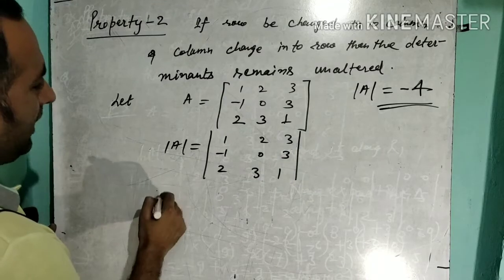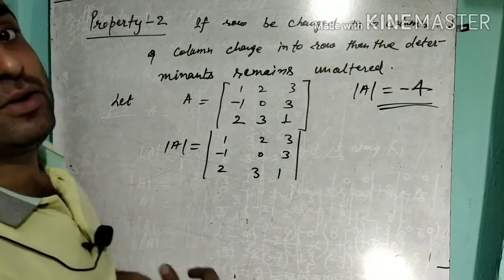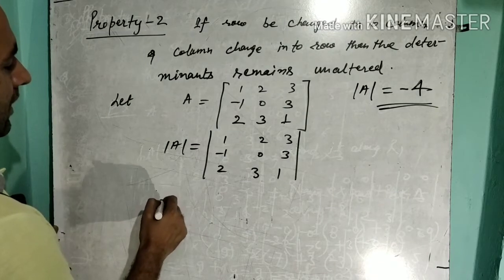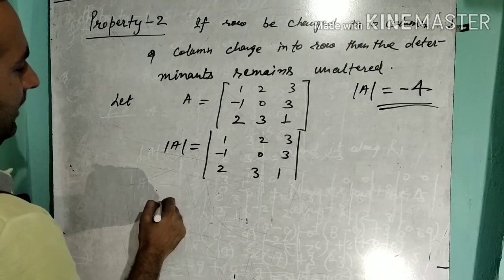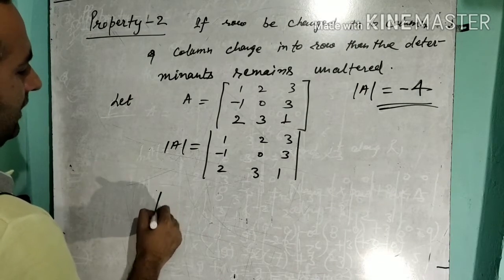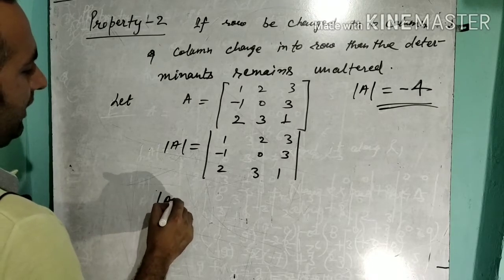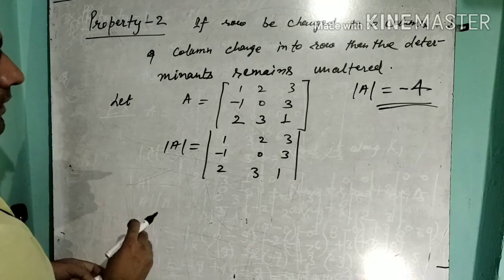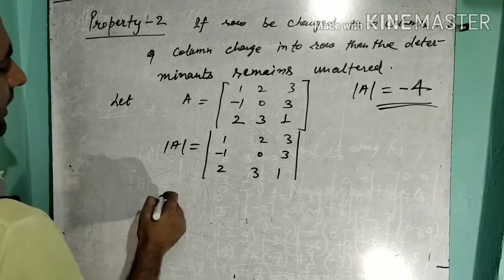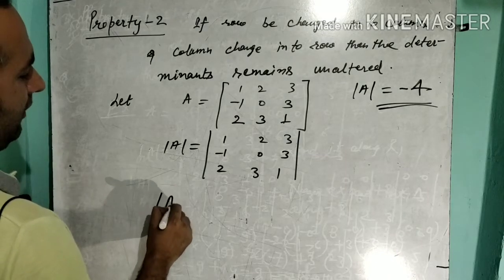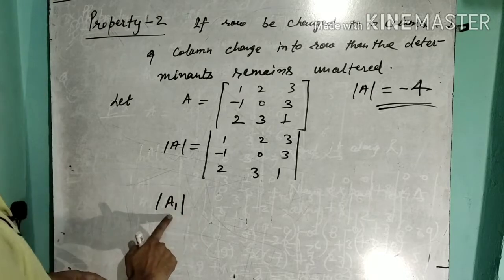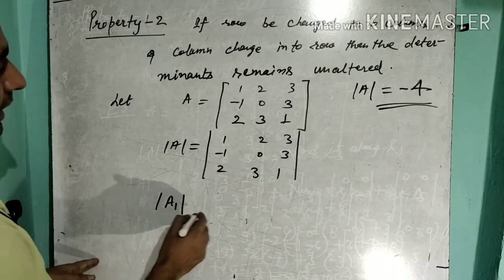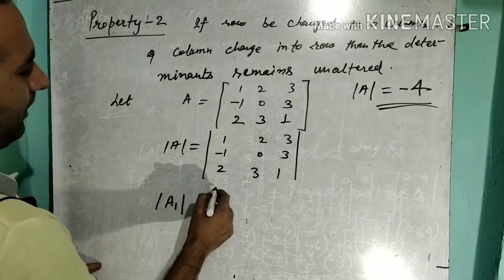Okay, so if I convert it, it will give you the new determinant. Suppose this is called the determinant of A dash, with subscript A1. So this will give you what?